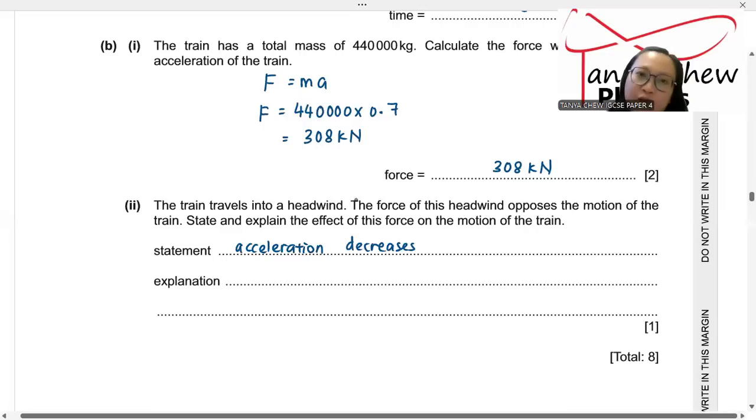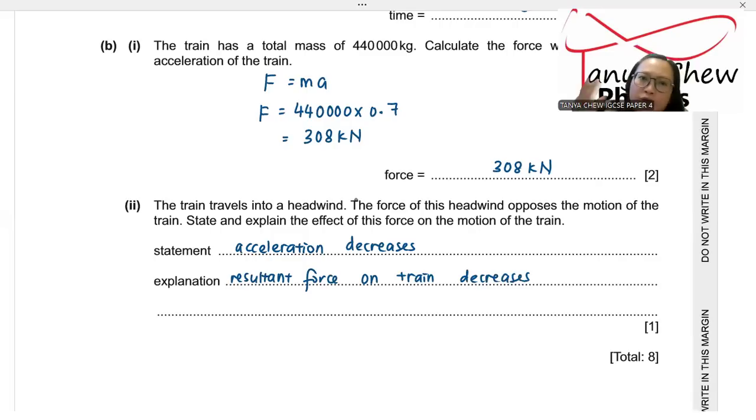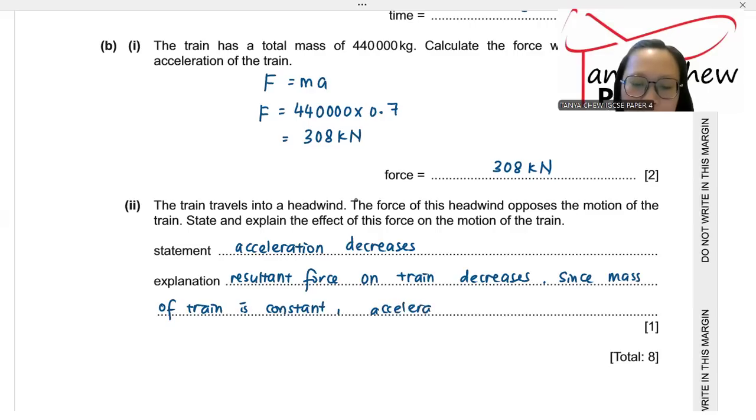Or the maximum speed of the train decreases, not a problem as well, right? Explanation is that the resultant force on the train decreases, because the force on the train needs to overcome the resistive forces, right? So since the mass of the train is constant, the acceleration decreases. I'll tell you which equation that I use.